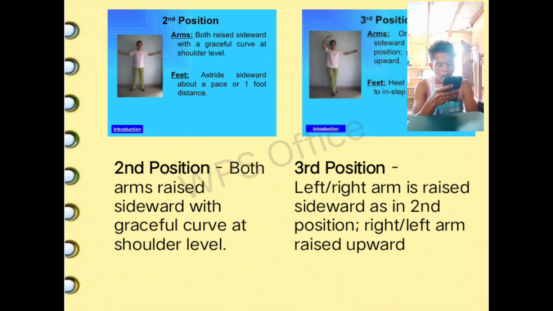Position 2, both arms raised sideward with graceful curve at shoulder level. Position 3, left arm is raised sideward as in second position, right arm raised upward.